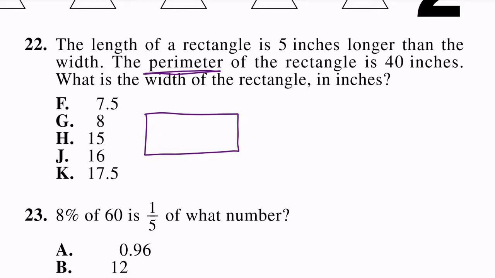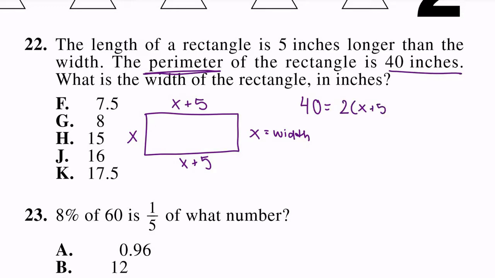if we have our length is 5 inches longer than our width. So we're going to say this is our width. Our length is 5 inches longer. So we simply just do our width plus 5. So our length is x plus 5. Now we find our perimeter by adding up all of our sides, and we know that our perimeter is equal to 40 inches. So we can do 40 equals 2 times x plus 5 plus 2 times x.